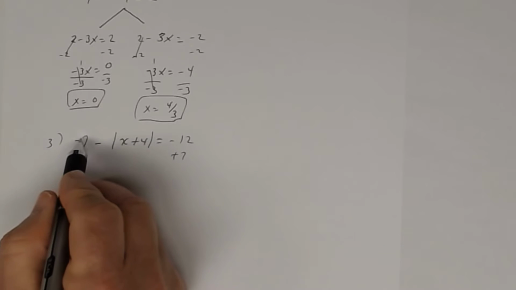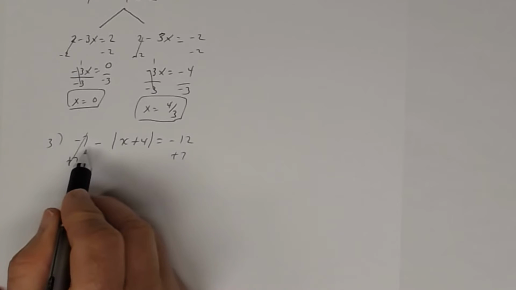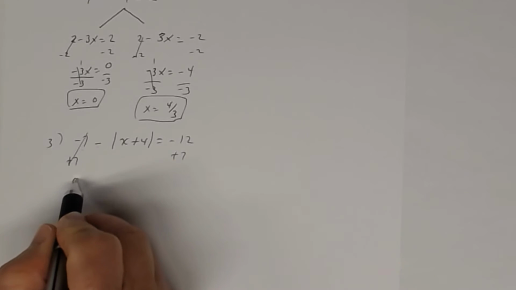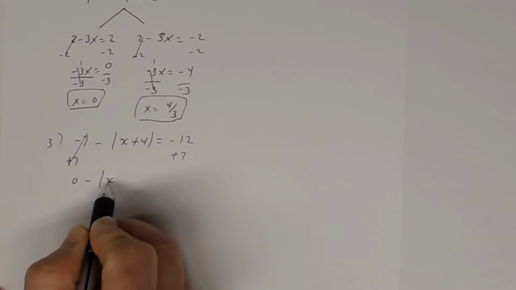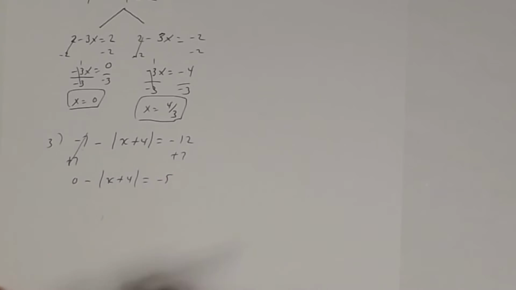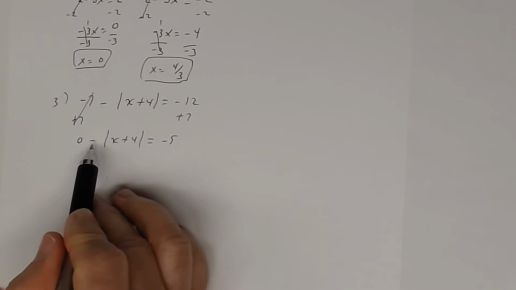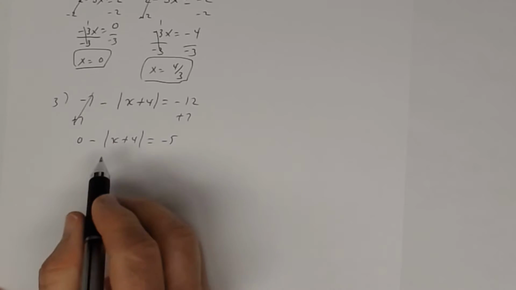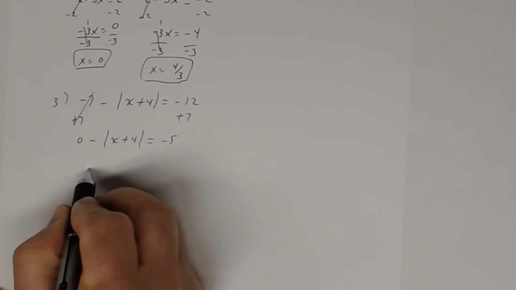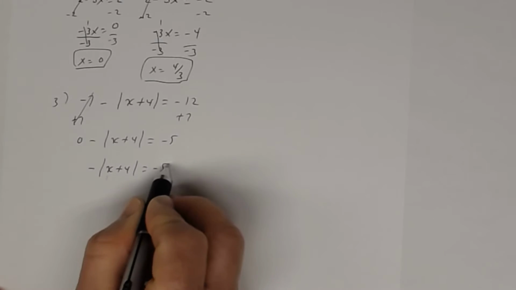And then negative 7 and 7 is 0. So be careful, you get 0 subtract, let me go ahead and write it. You get 0 subtract the absolute value of x plus 4 equals, and negative 12 plus 7 is negative 5, right? Now look at this right here. 0 subtract absolute value of x plus 4 is the same thing as saying negative absolute value of x plus 4 is equal to negative 5.